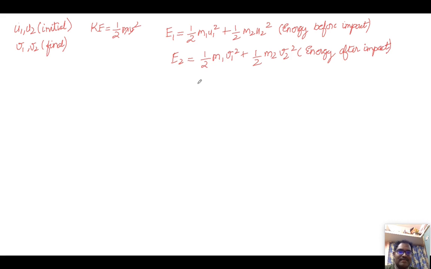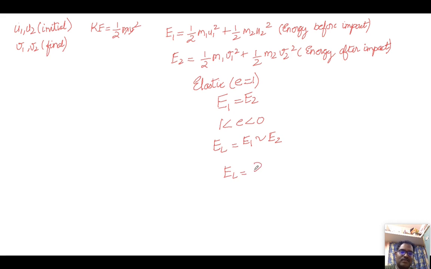As I stated, if it is perfectly elastic, wherein your coefficient of restitution e is equal to 1, there is no energy loss. E1 is equal to E2. But in the real-time scenario, your e will vary from 0 to 1. In that case, you're prone to have an energy loss, which is the difference between your final and your initial kinetic energy.